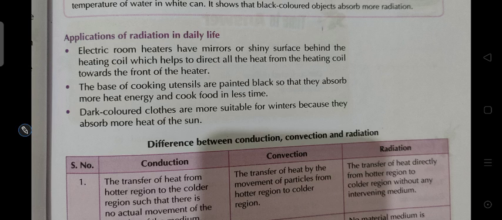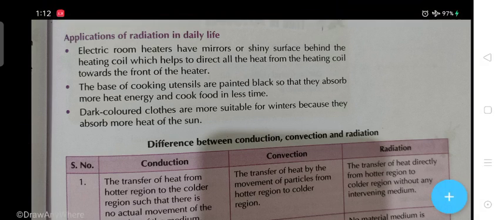In the last video, students, we discussed the conduction, convection and radiation methods, which are the methods of heat transfer. Radiation is a very interesting method. We were talking about how the radiation method does not require a medium.